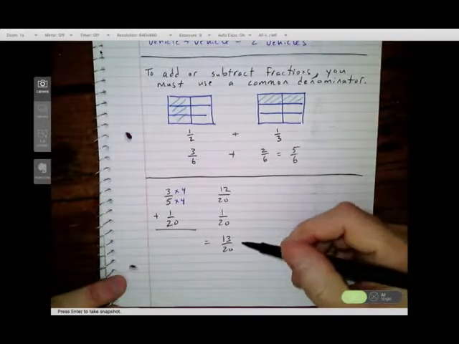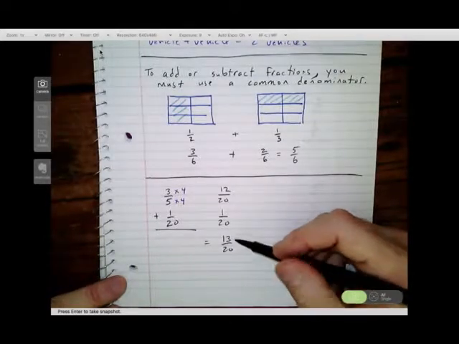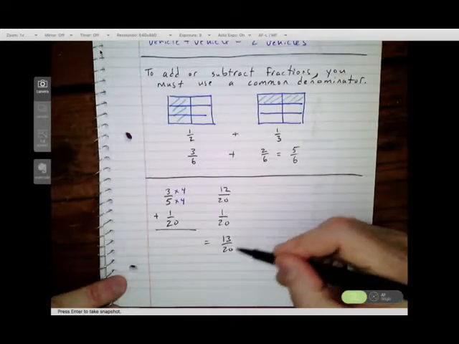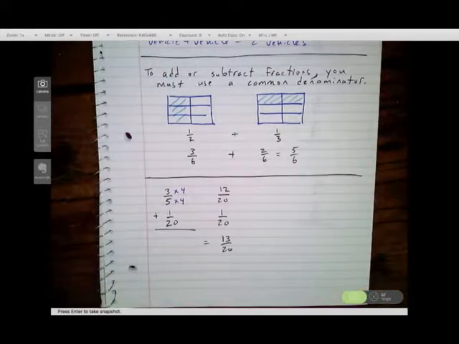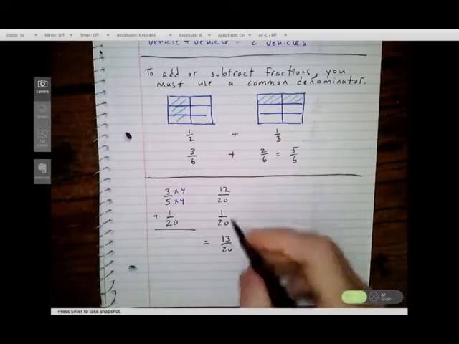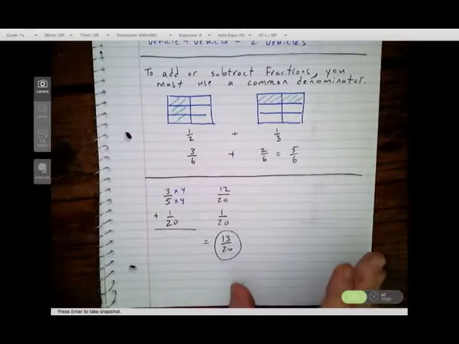And remember, as I said in the last video, I want all your answers to be reduced. So is this one reduced as much as possible? And the answer is yes, because there's no number besides 1 that you can divide into 13 and 20. So this is it. You're finished. Okay? So remember, we need a common denominator. All right, let's look at a few more here.